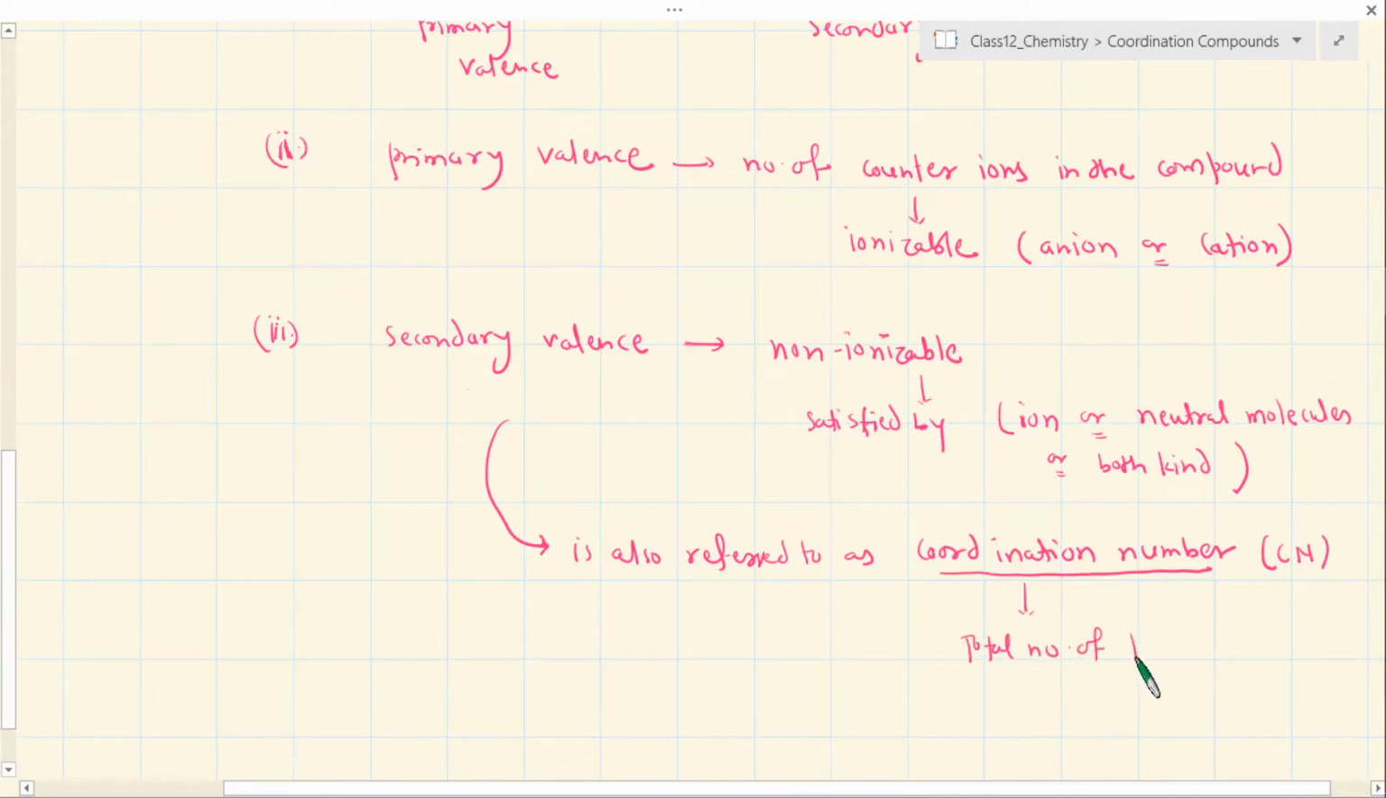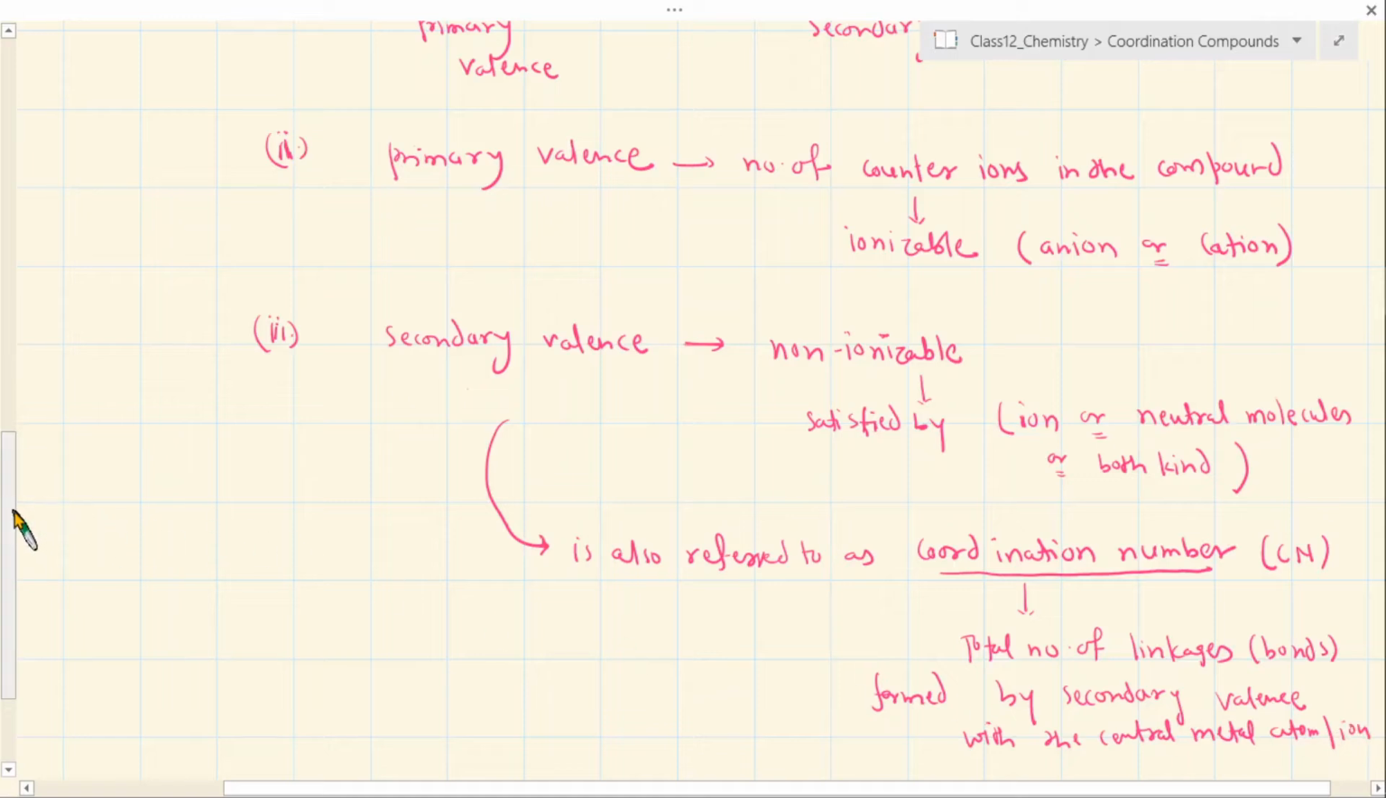of linkages, or in general bonds, formed by secondary valence. Total number of linkages formed by secondary valence with the central metal atom or ion.